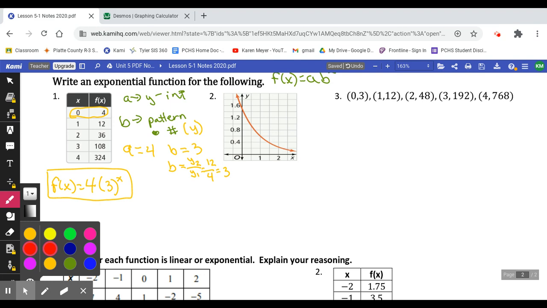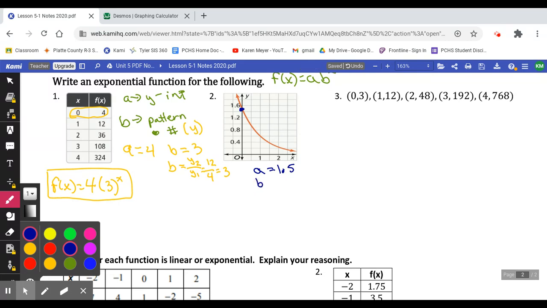So let's look at the next one. Y-intercept. So my y-intercept is right here with this blue dot. So to me, that's going to be in between, 1.5.